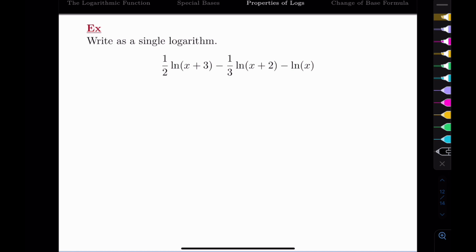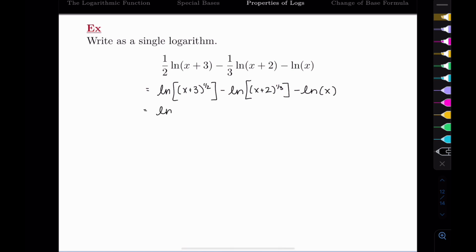But before I can start condensing this, the one thing I have to do is I have to push all of these constants out front because it has to be ln, ln, ln. I can't have this 1/2 or 1/3 out front. So my first step is to pop these in. So this would be ln of (x plus 3) to the 1/2 minus ln of (x plus 2) to the 1/3 minus ln of x.